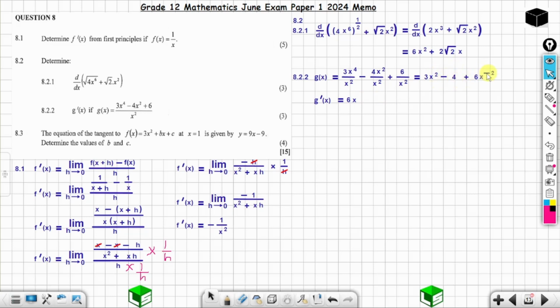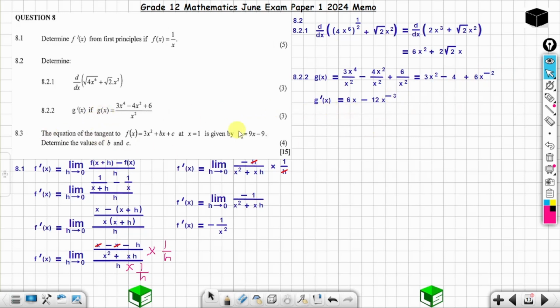We carry on, minus 2 times 6. This is minus 12, x to the power of minus 3. You subtract 1 from the exponent. You have x to the power of minus 3. So this is g prime of x.